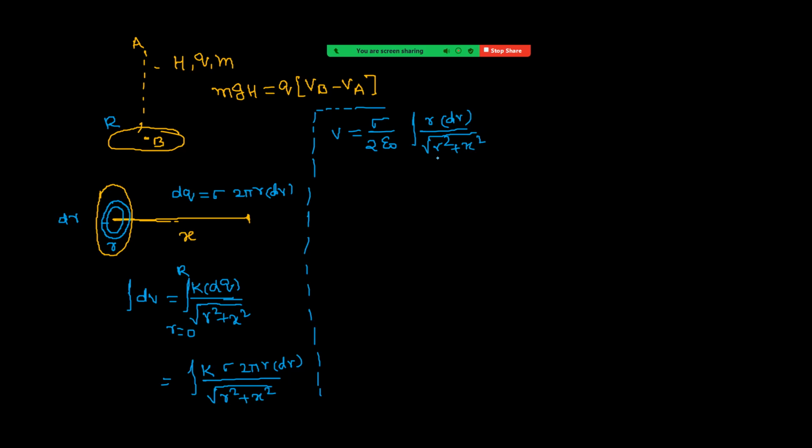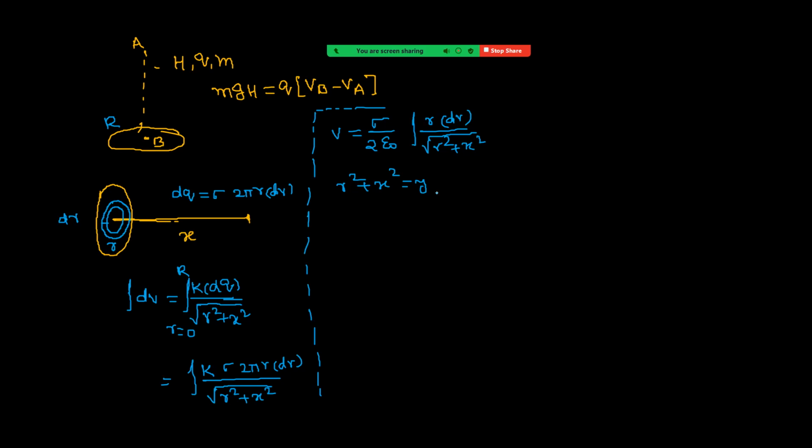Now see how to simplify this. Here, what we can do is consider r square plus x square equal to y. Now here we require the dr value. What we require is dr.